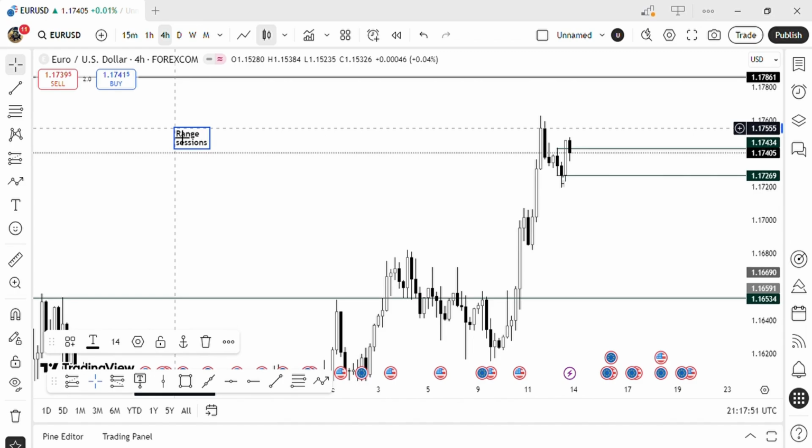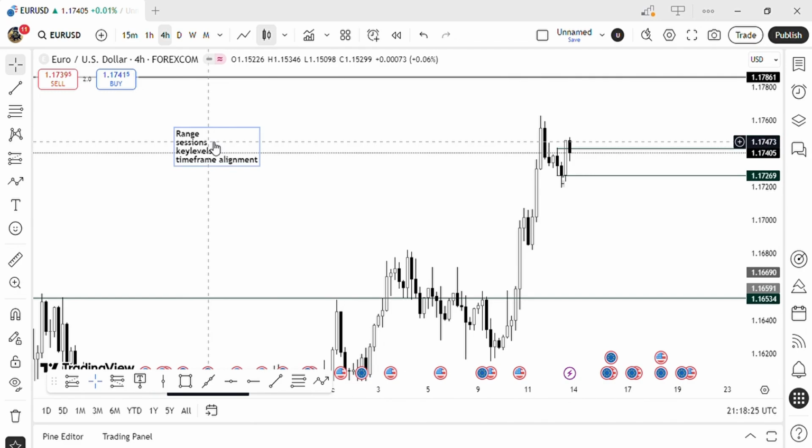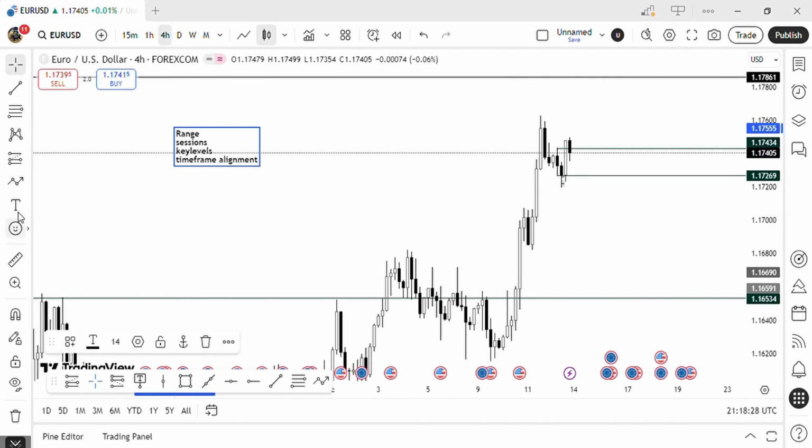You also need to watch out for key levels. You should watch out for time frame alignment. Okay, so these are the major things you should watch out for. Now, during your session, let me write this somewhere else.